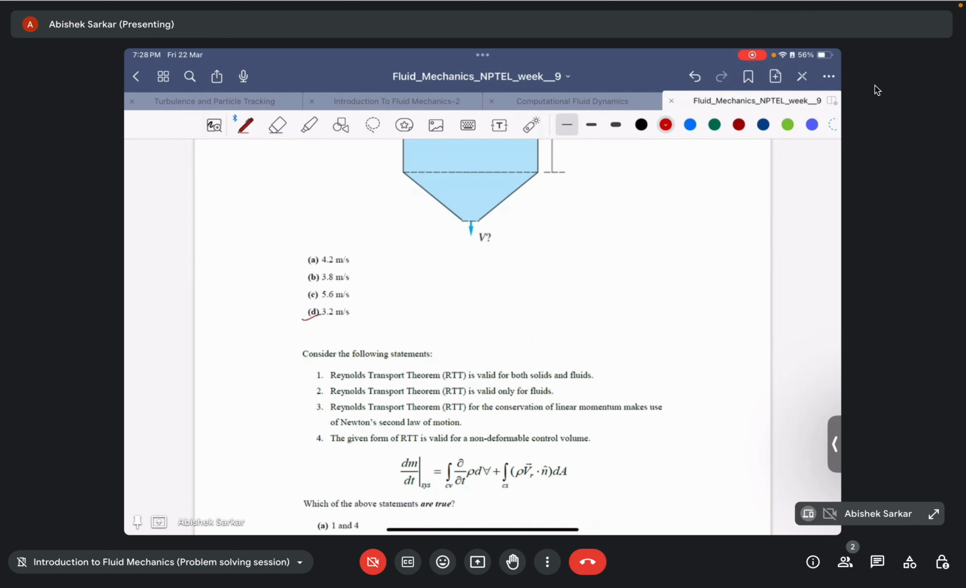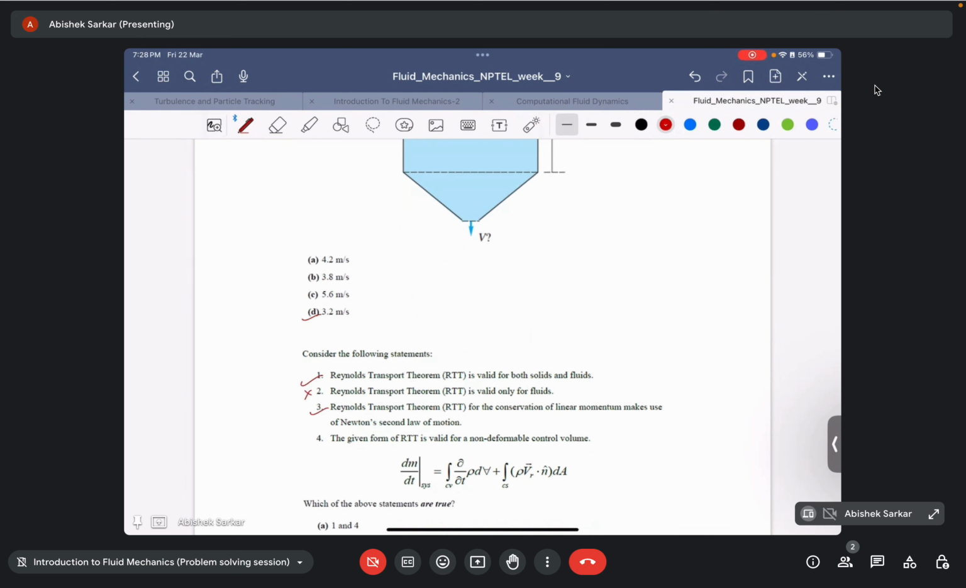So this is valid for both solids and fluids. Okay, so consequently, the second statement, that is Reynolds transport theorem is valid only for fluid, becomes wrong. So this is correct, this is wrong. Okay, Reynolds transport theorem RTT for the conservation of linear momentum makes use of Newton's second law of motion. Yes, of course, because the net rate of change of linear momentum would be equal to the net force applied on the control volume. We take that approximation, and that's why this statement is also correct.